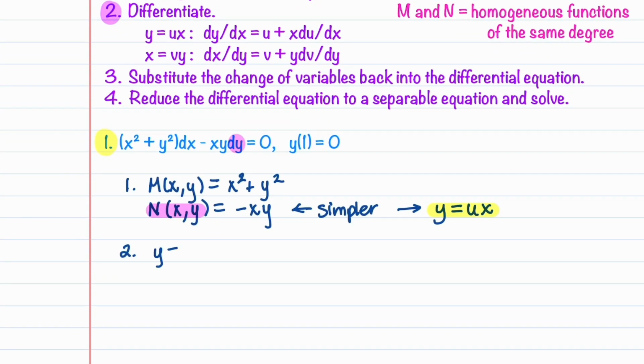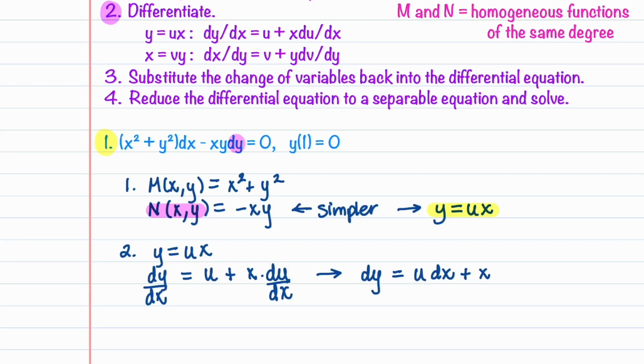We have y is equal to u times x. We are going to take the derivative with respect to x. Using the product rule, we get u plus x times du dx. So we can substitute this back up into our equation. We need to write this in differential form. So this becomes dy is equal to u dx plus x du. If you're comfortable doing this, you can always just jump from this to this.